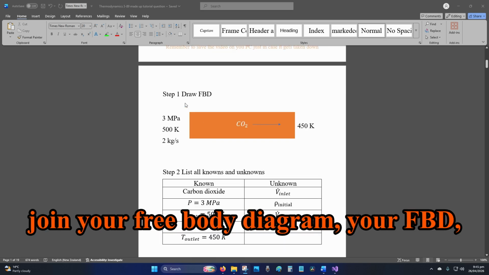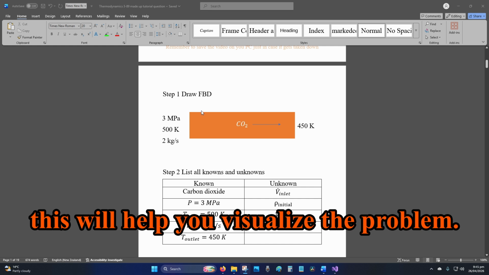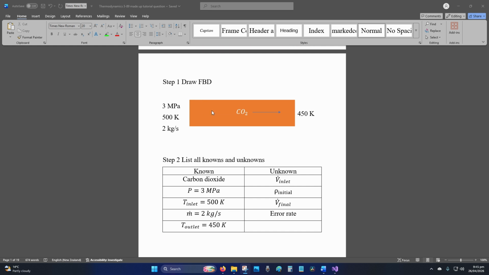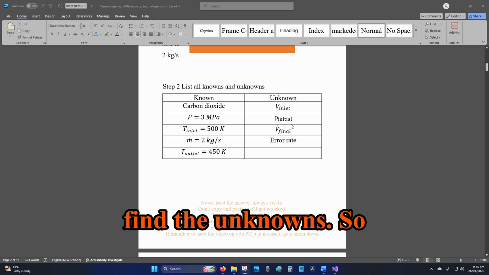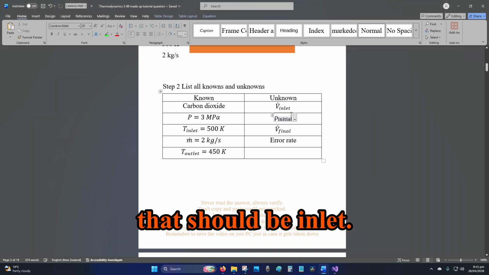Step 1, draw your free body diagram, your FBD. This will help you visualize the problem. Step 2, list all the given variables, find the unknowns. So that should be inlet.